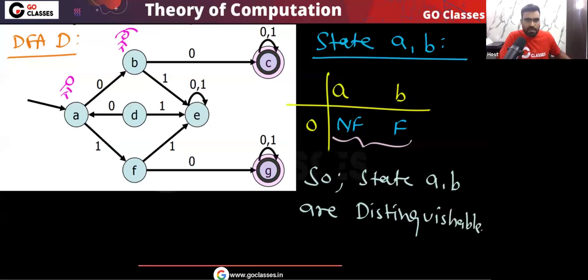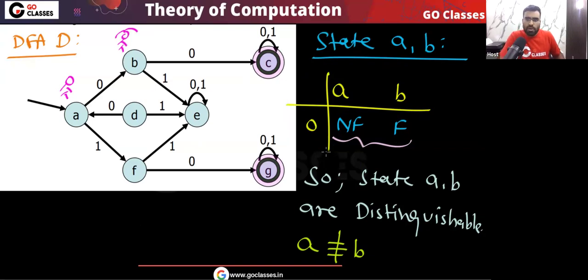Is this point clear? That they are distinguishable means they are not equivalent. I can say that A comma B, these two states are not equivalent, and I can say they are distinguishable by string 0. Yes or no? Because at least one string is enough to distinguish them. Okay, what is the definition of distinguishable states? Two states are distinguishable if for some string one of them is going to final, another is going to non-final.